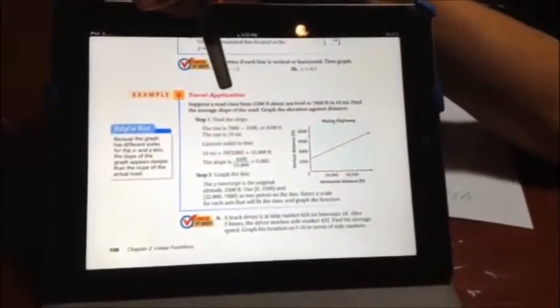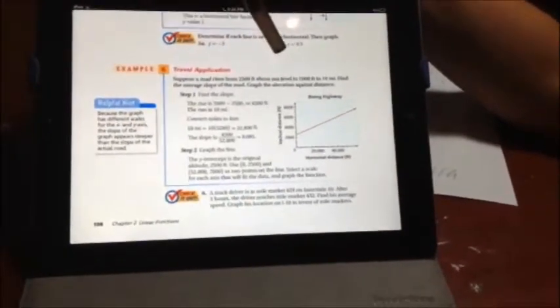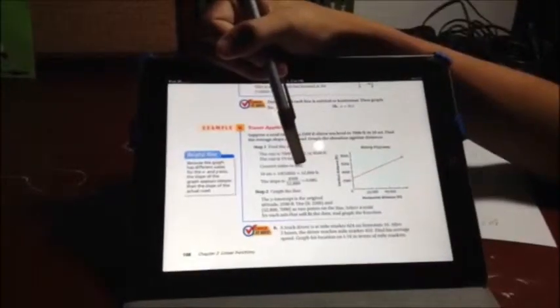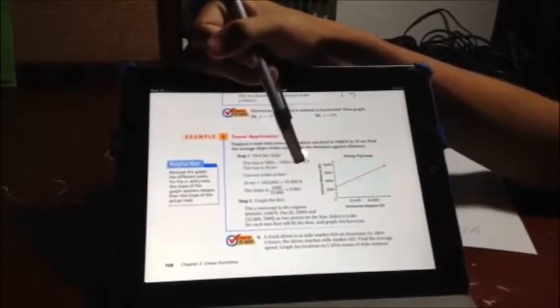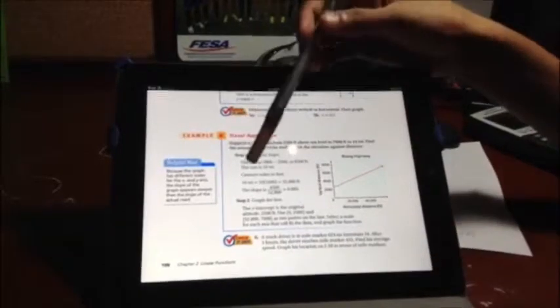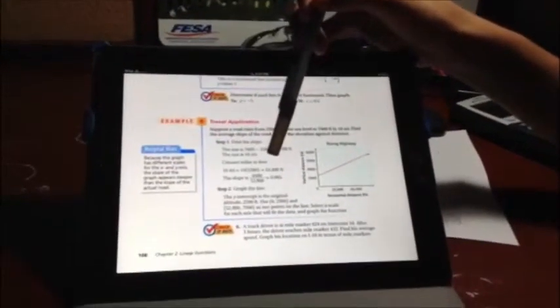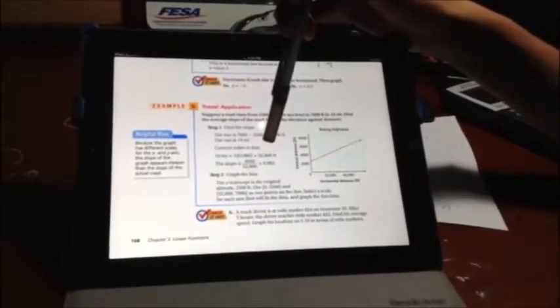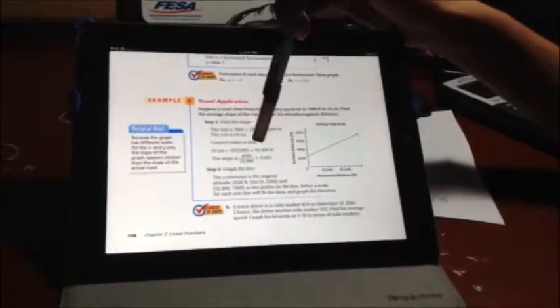Example 6. Suppose a road rises from 2,500 feet above sea level to 7,000 feet in 10 miles. Find the average slope of the road, graph the elevation against distance. Find the slope. The rise would be 7,000 minus 2,500, and the run would be equal to 52,800. The slope is 4,500 over 52,800. It is equal to 0.085.